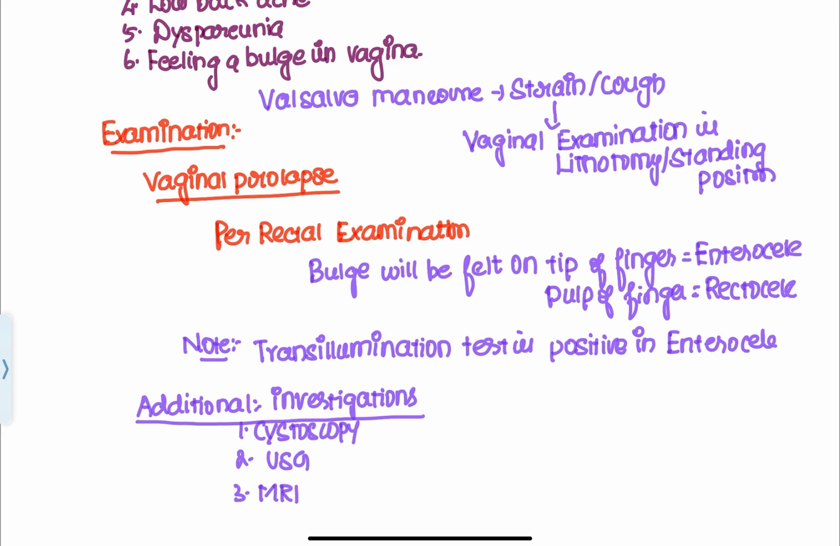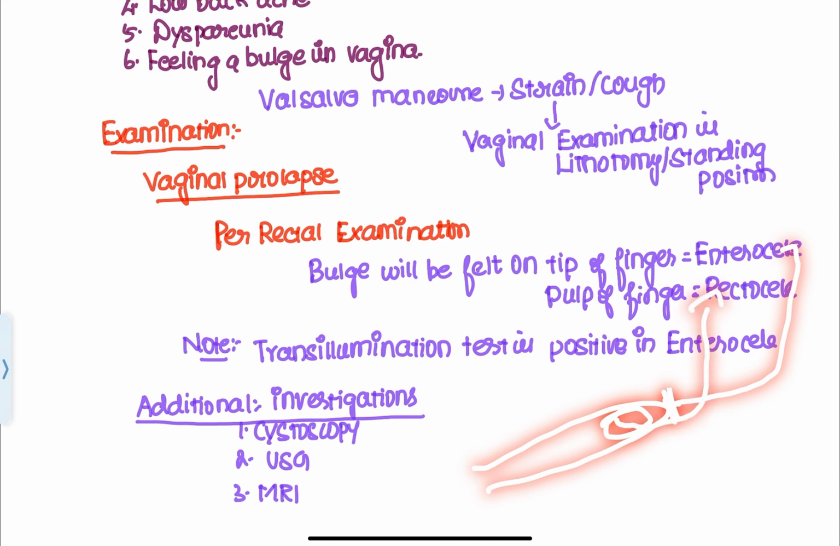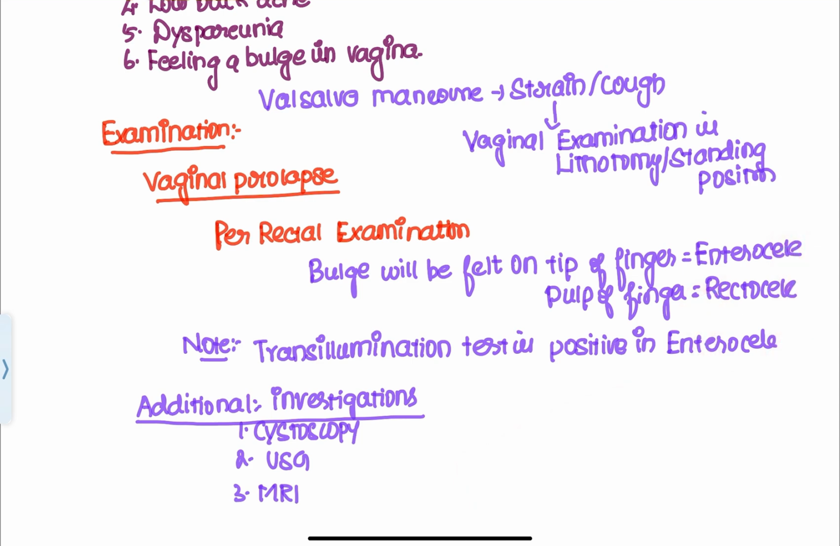If the bulge is felt on the tip of the finger while doing the perrectal examination, it corresponds to enterocele. But if the bulge is felt on the pulp of the finger, it is called rectocele, right? It will correspond to rectocele. So this is the finger, right? This is the pulp of the finger. This is the tip of the finger. If tip of the finger, it is enterocele. If the bulge is felt in the pulp of the finger, it corresponds to rectocele. Clear? Yes.